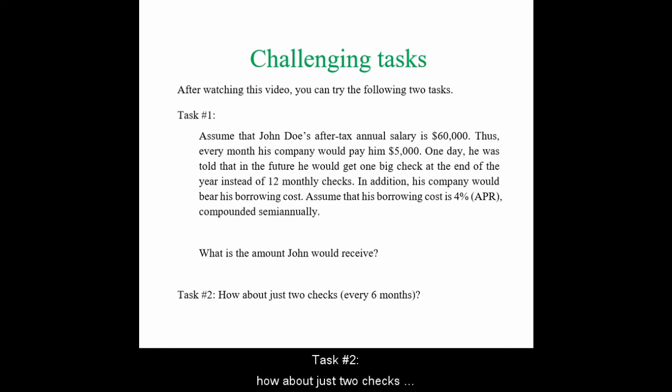Task number 2. How about just 2 checks every 6 months?